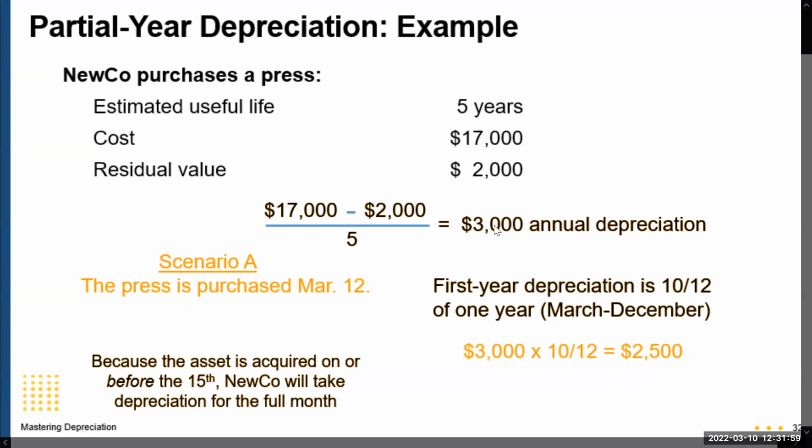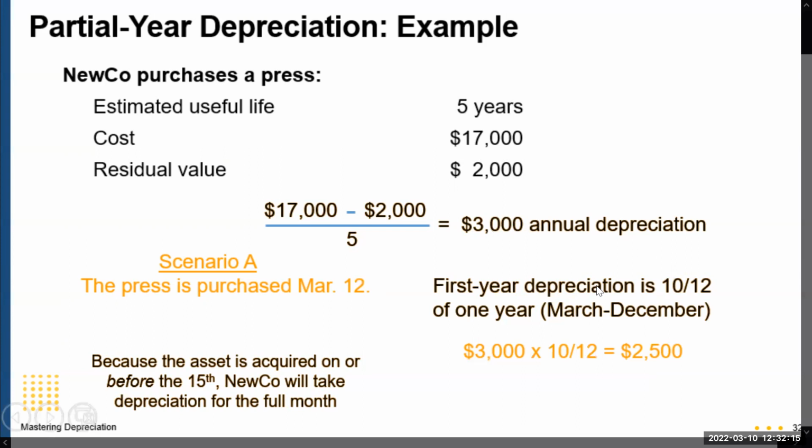So one thing to realize here is that this is a 5-year asset. It doesn't give us a year. So say this was March of 22. We're going to depreciate it for 5 years, but they may not match our calendar year. That first year, we're only taking 10 months.